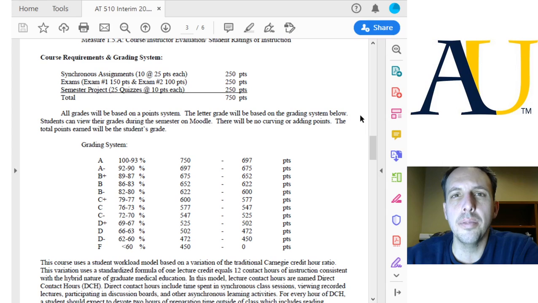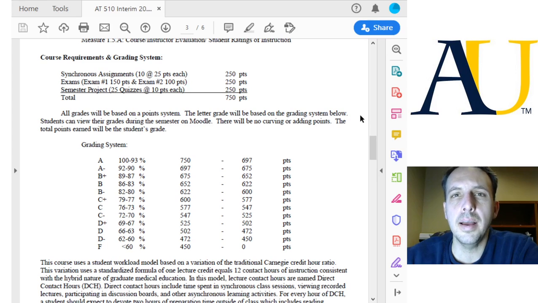So we'll have two exams that will both be midterm in nature, so there won't be any cumulative nature. There'll be multiple choice. The first exam will be 75 multiple choice questions for 150 points, and the second one will be 50 multiple choice questions for 100 points.